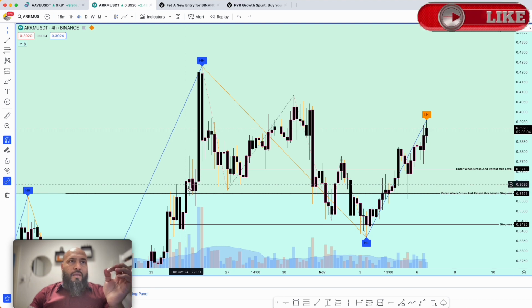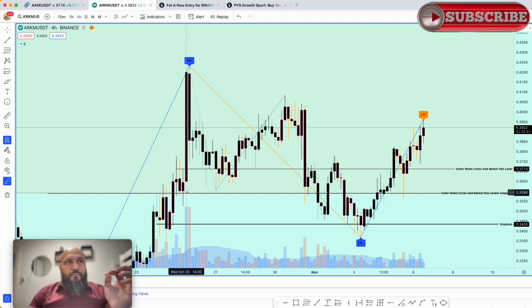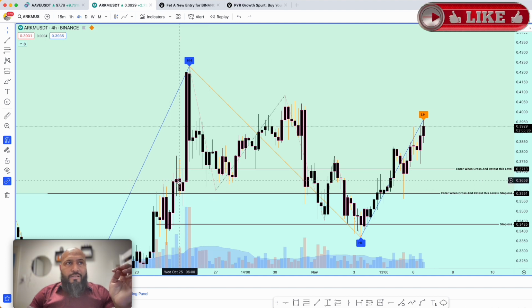What does this mean? The next candle must not close under the line where I give "enter when cross and retest this level." If the price crosses and closes the candle under this line, that means the breakout was fake and the price can dump from here. That's why I give this line. See, the price retests this level, retests again, and the next candle, boom, a huge break, a huge jump.